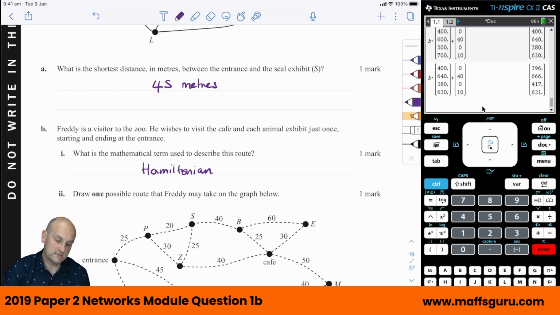And what did he say? He's starting and ending at the entrance, so it's got to be a cycle. Oh, no, circuit. Sorry. It's got to be a Hamiltonian. No, cycle. All right. So a Hamiltonian cycle.